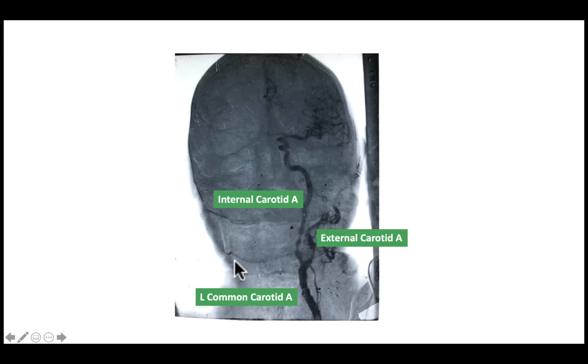And then up here, right at the junction of the cervical region or the neck and the head, we see that left common carotid artery, it also occurs on the right side. This branches into an internal carotid artery, which brings blood to the brain. And here's the external carotid artery, which brings blood to the superficial structures of the head, like the face.